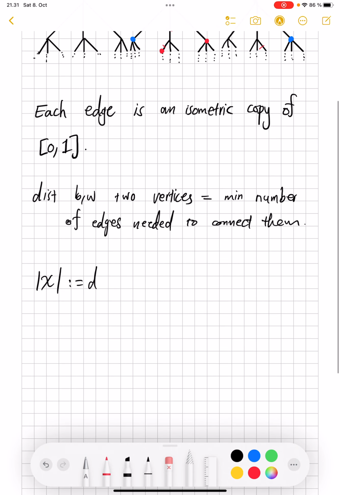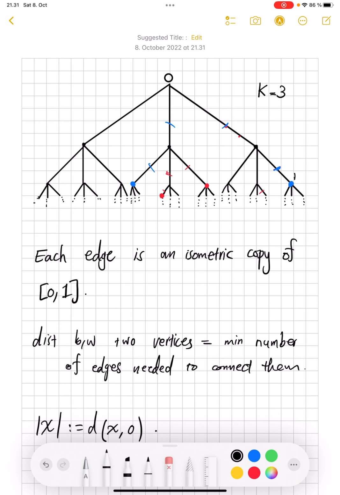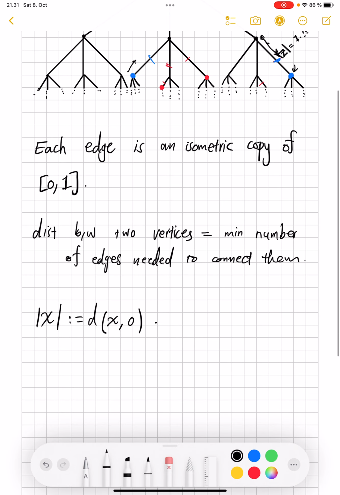And by definition, we set absolute value of x for any x in this space to be the distance of x to the root. So this blue has distance 2 to the root O, and this one also has distance 2. If you are at some point like this, then this will be about 1 point something, because there is one edge which is length 1, and then whatever is from here to complete it. So this is a well-defined notion.